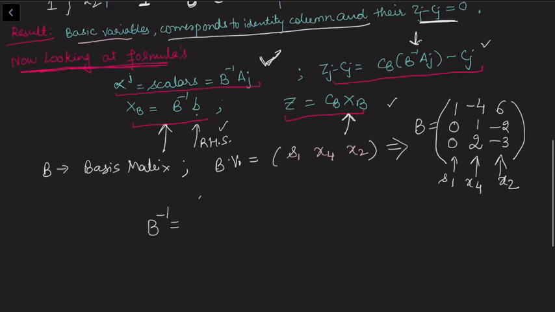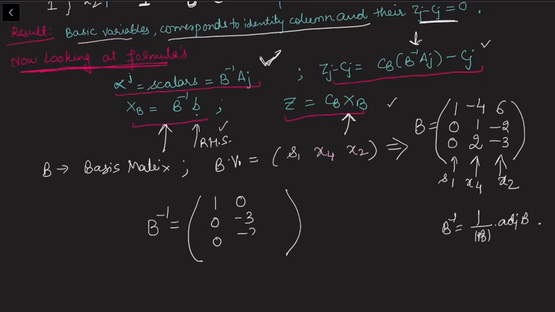So for B inverse, either you can use the calculator or you can use the standard operation of calculating B inverse, which is 1 upon determinant of B into adjoint of B. And so from here we can find that B inverse comes out to be 1, 0, 0, 0, minus 3, minus 2, 2, 1. Just to validate whether this is the correct B inverse or not, you can multiply B into B inverse. This should correspond to an identity matrix. So you can verify that this is the correct B inverse that we have found.